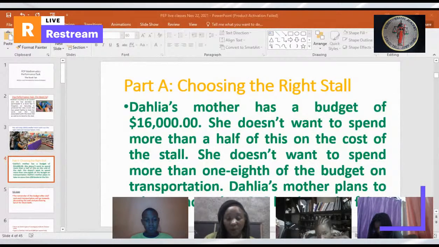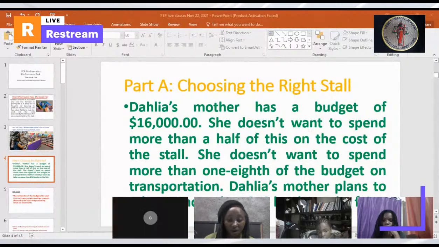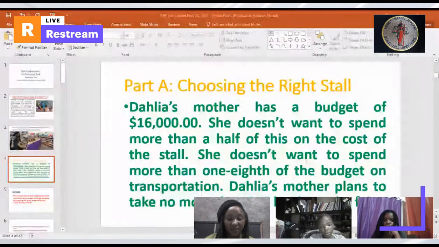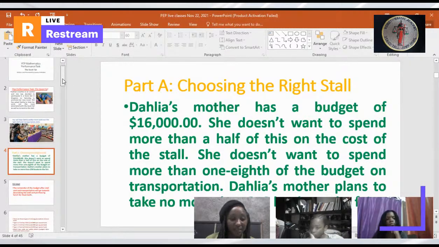So those are important amounts, and we need to show the working out for those to say, okay, half of 16,000 is $8,000. This is what she wants to spend on the stall, or no more than that. And 1/8 of the 16,000 is to spend on the transportation. You're going to need this information further down. Important to have it.